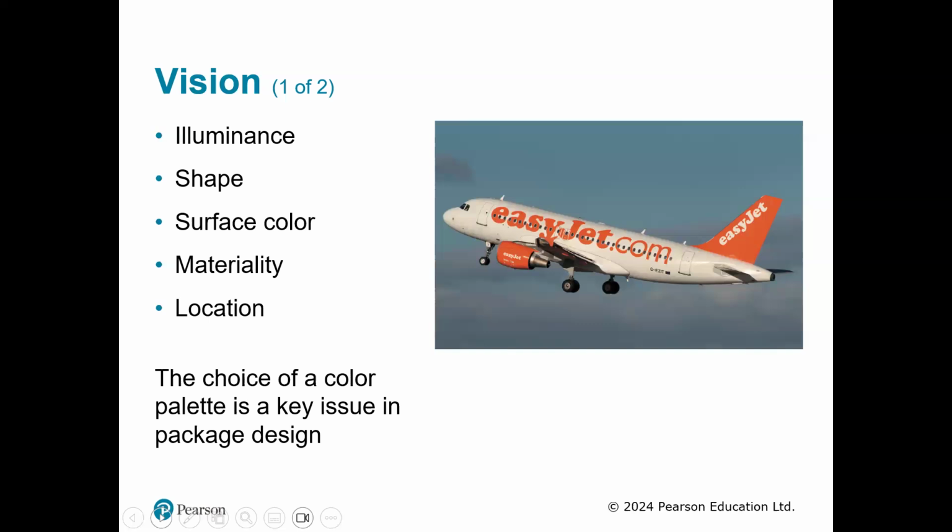The 5 main elements of visual perception are illuminance, shape, surface color, materiality, and location.